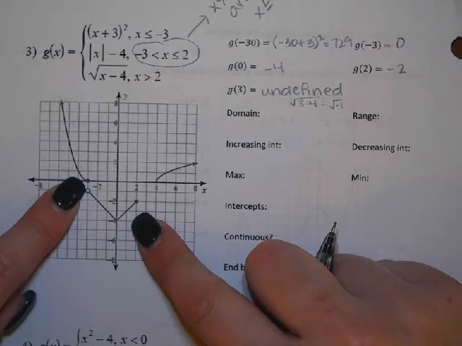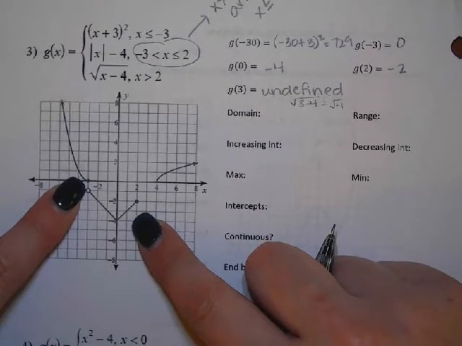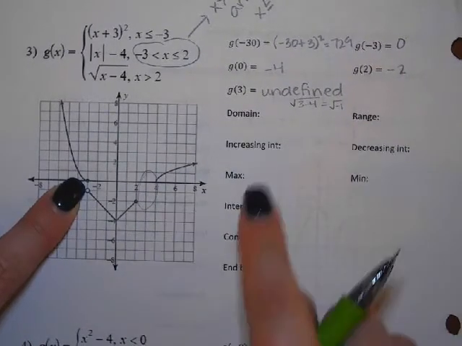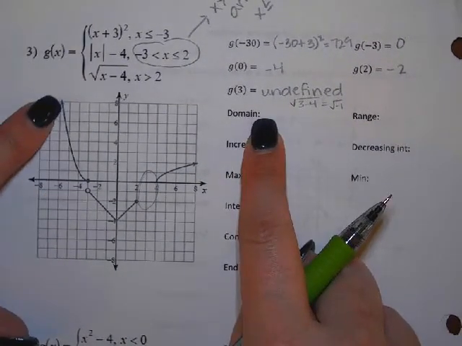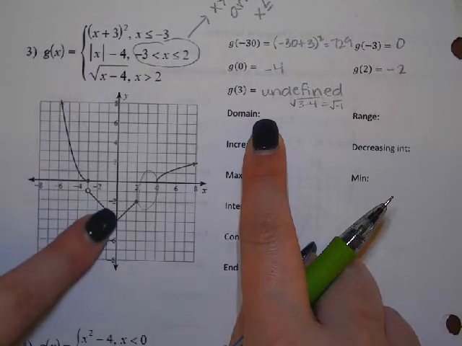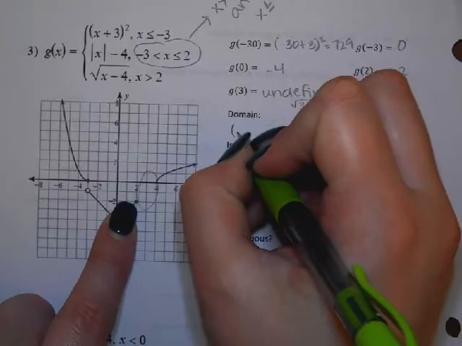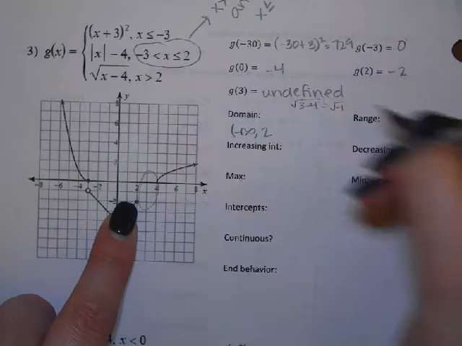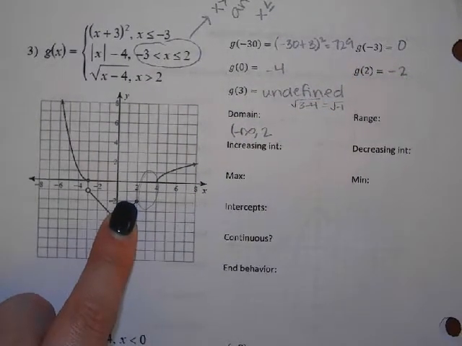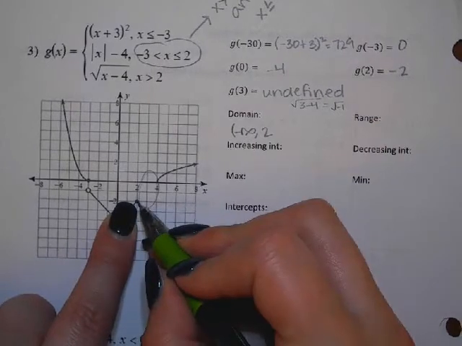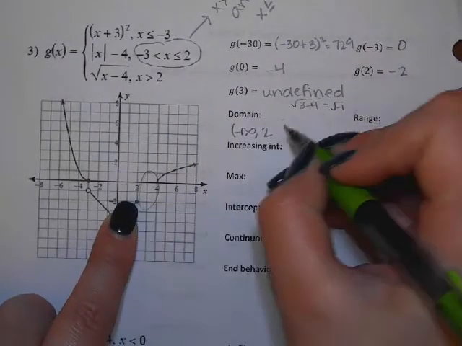What is the actual problem then? Positive 3. It's like right in here. Okay, so the domain is negative infinity to 2. Is the 2 included or not included? Included because it's filled in. That is not an open circle. So we're going to say included.